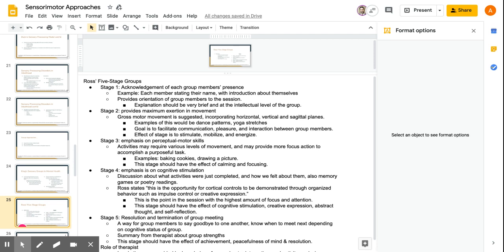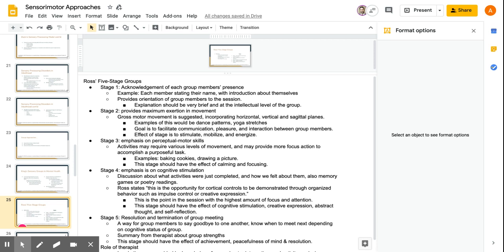Ross's 5-stage groups. Mildred Ross focused on older adults with dementia, neurological impairment, or persistent mental illnesses. She later applied these findings to younger populations with mental retardation. Group techniques occur in 5 stages.